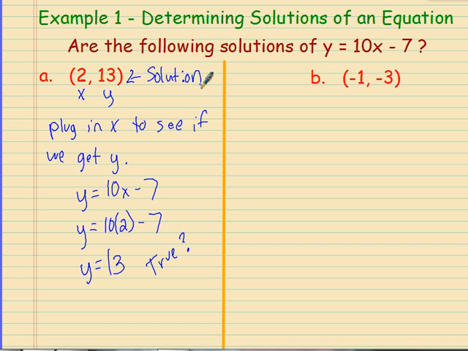Okay? Next one, I have -1, -3. I'm going to do the exact same thing because it's asking the exact same question. So this time it'll be y equals 10 times negative 1 minus 7. That would give me y equals negative 10 minus 7. Y equals negative 17. Be honest. Raise your hand. How many of you struggle with doing stuff like this? With adding and subtracting positive and negative numbers? Okay?